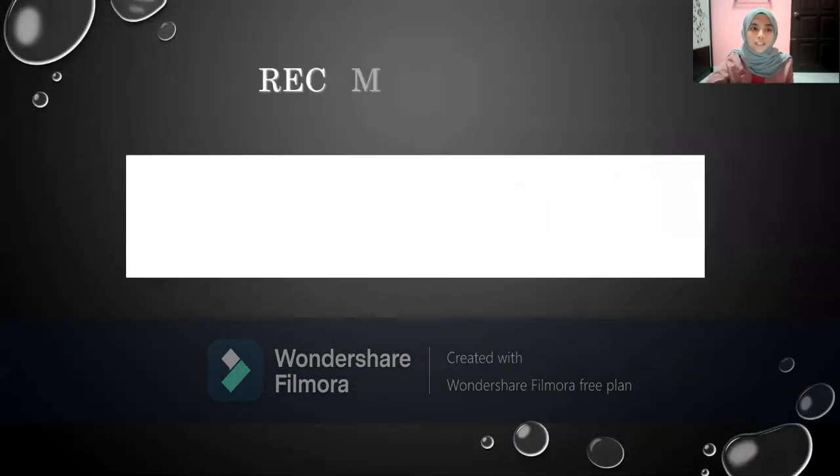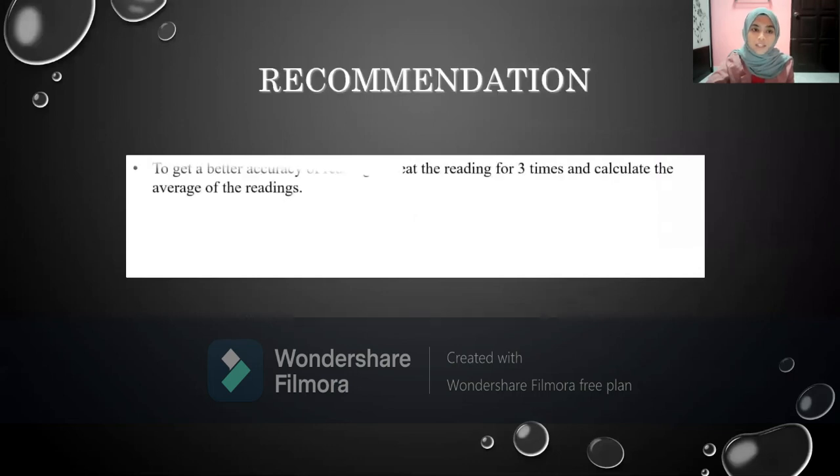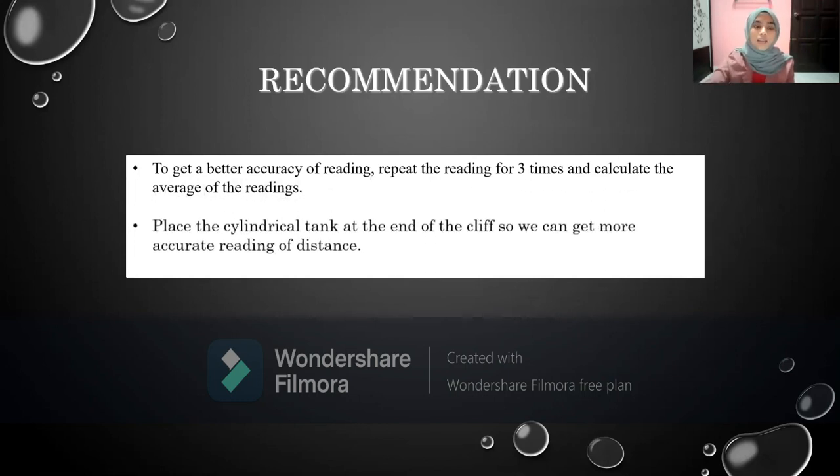And then for the recommendations, the first one is, to get better accuracy of reading, repeat the reading 3 times and calculate the average of the readings. We know that taking one reading is not enough. So to make this experiment more accurate, we need to carry out this experiment around 3 times to get a more accurate result. And then the second one is to place the cylindrical tank at the end of the table so we can get a more accurate reading.